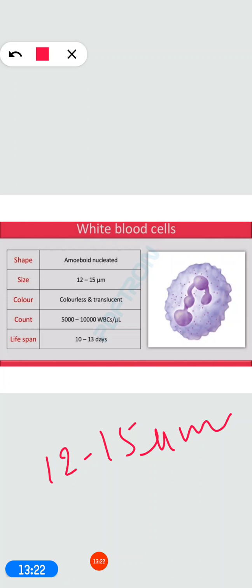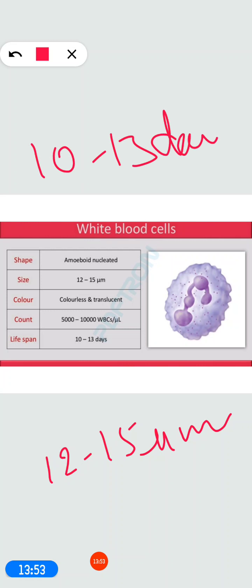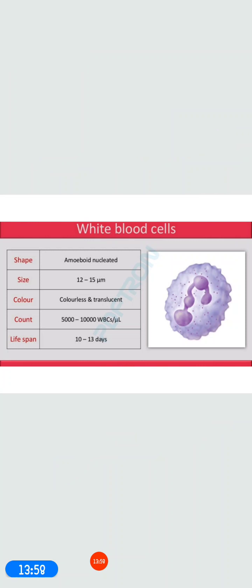And what is the range of WBC? The range of WBC is 5000 to 10,000. It may be 4,500 to 11,000 WBC per microliter. Normal value ranges may vary slightly among different labs. And the lifespan of WBC is 10 to 13 days only. After 10 to 13 days, it is destroyed and makes new WBC.